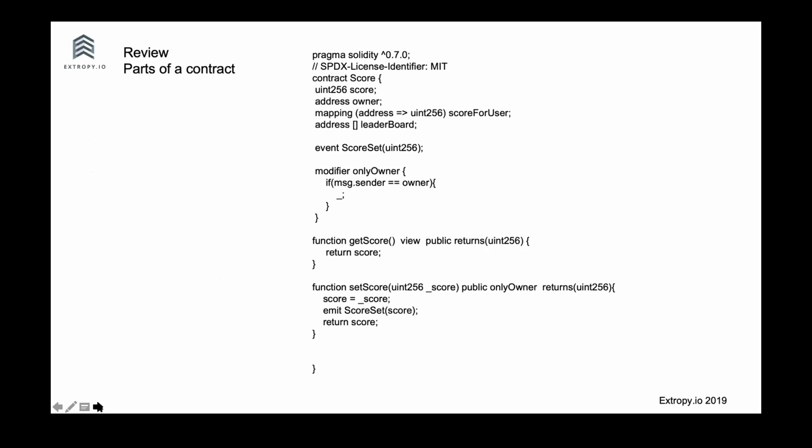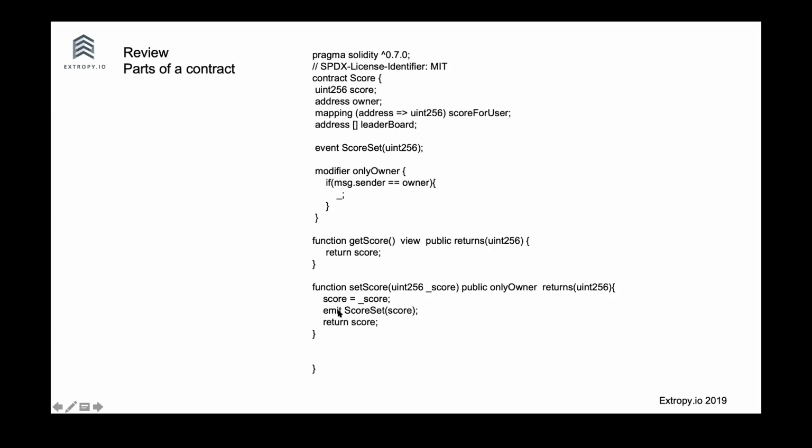Okay, so we'll just quickly remind you again what the parts of a contract are. Here we have a very simple contract that we showed in the first workshop. We have the version of Solidity specified at the top. Then we have a contract name, some variables, an event, a modifier, and a couple of functions.